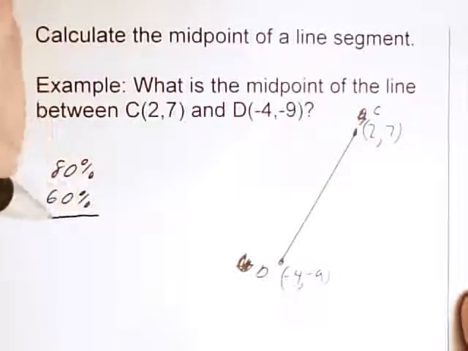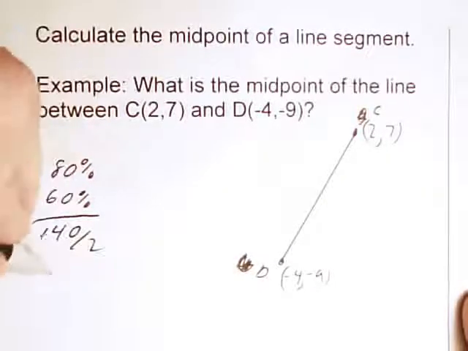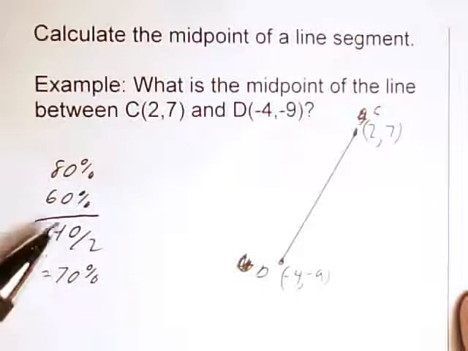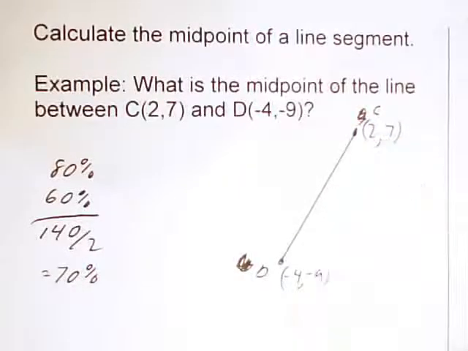You'd add those together, and then you divide it by 2. That is the midpoint of these 2 marks. And if you think about it, 60, 70, 80, the distance from 60 to 70 is the same as the distance from 70 to 80. We're going to do the same thing with 2 points on a line to find the midpoint of that line.